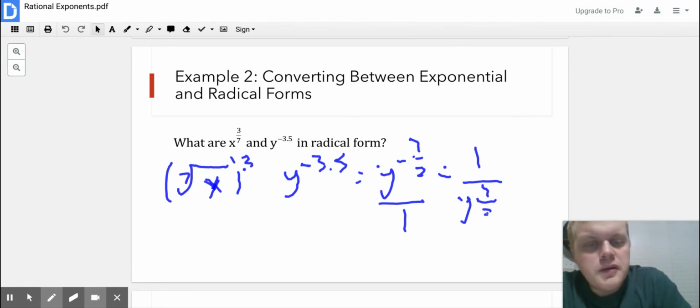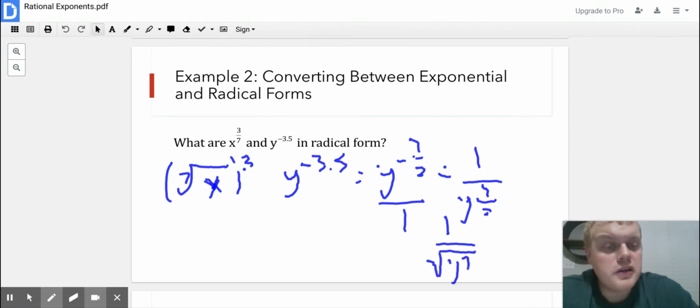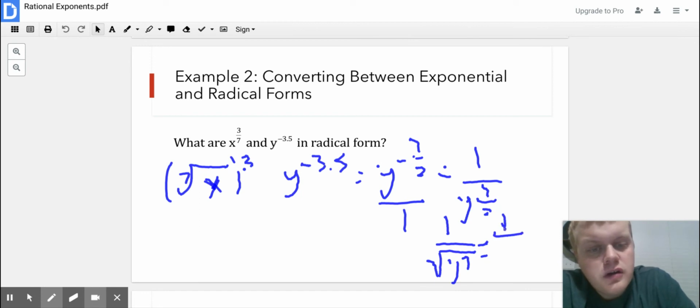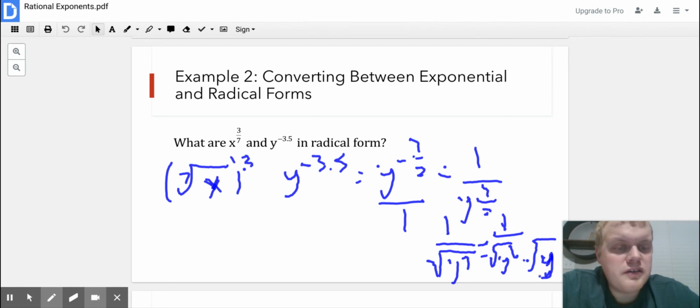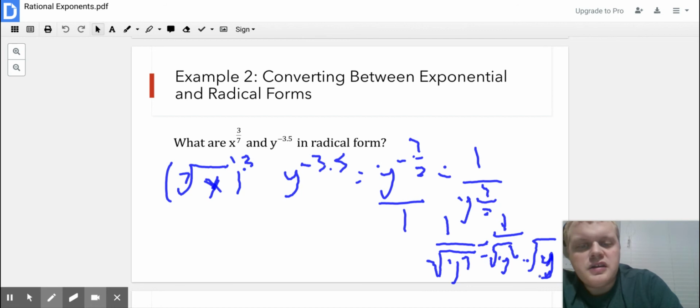This in radical form would be 1 over the square root of y to the 7th. Now, be careful here. We're looking to simplify. The biggest multiple of 2 that goes into 7 without going over would be 6. So I can rewrite this as 1 over the square root of y to the 6th times the square root of y, because 6 plus 1 gives me 7. From there, the square root of y to the 6th ends up being y to the 3rd. So we have 1 over y to the 3rd radical y.